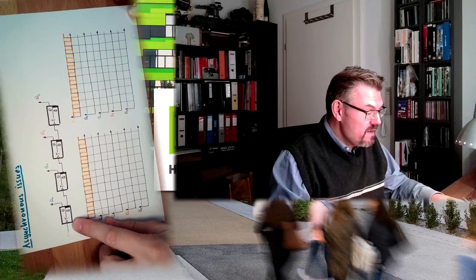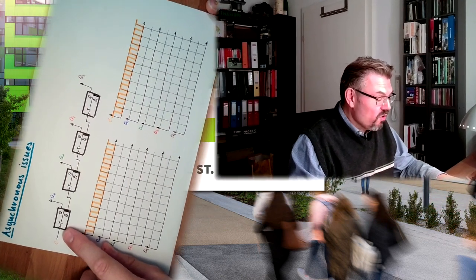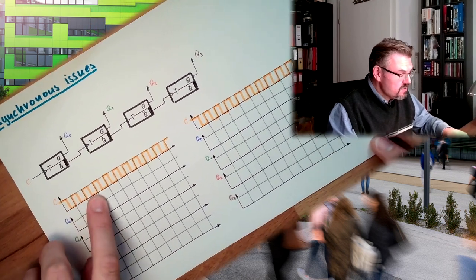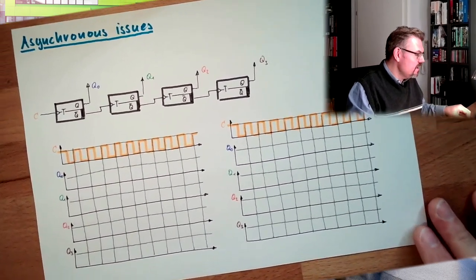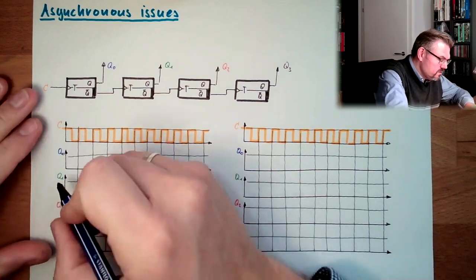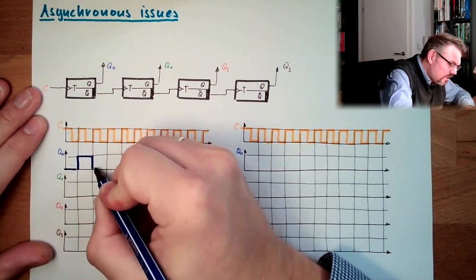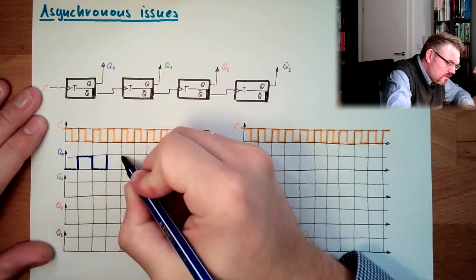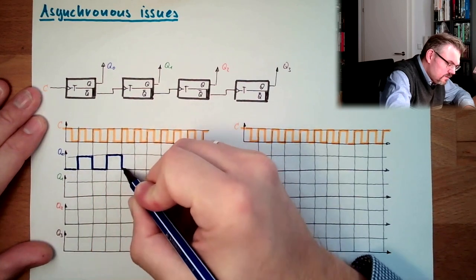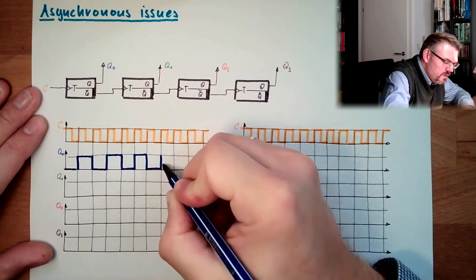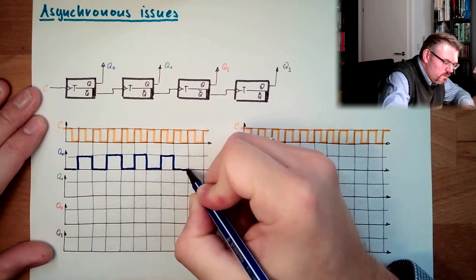Every time C toggles, going from 0 to 1, so at this edge, Q0 will toggle. So every time here, zack. Here, zack, here, zack, here, zack. Every time we have a rising edge here, Q0 will toggle.